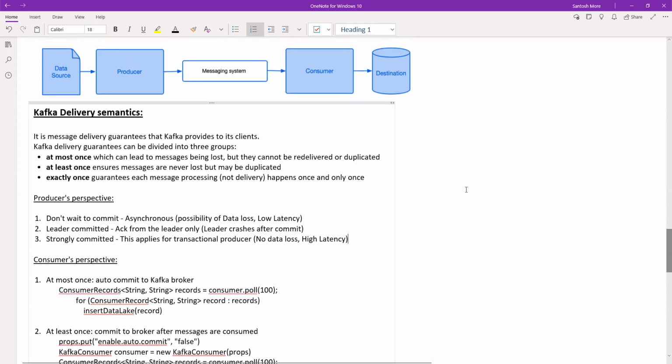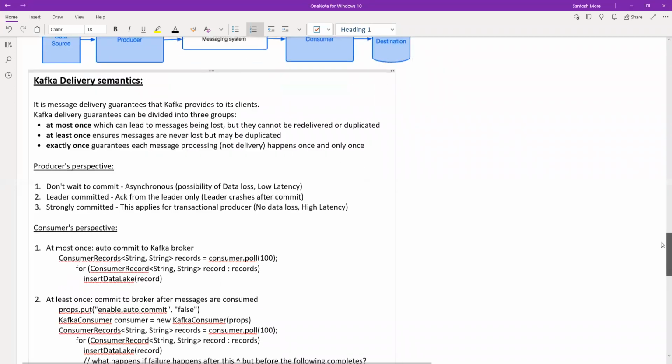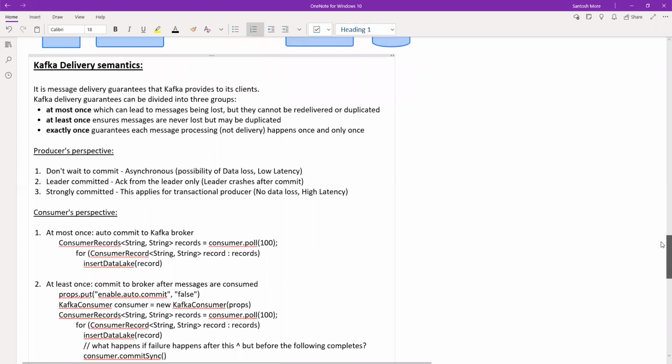Okay, so now what happens on the consumer? In any messaging system, the consumer will pull all the messages from the messaging system, the Kafka system, and then process them and write them to a destination. That is what the general scheme will be, isn't it? So now these also have three different ways.